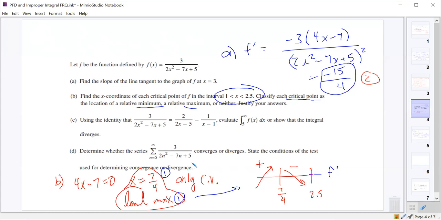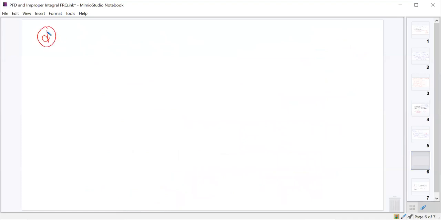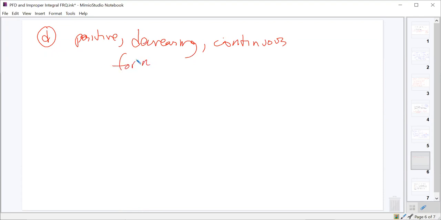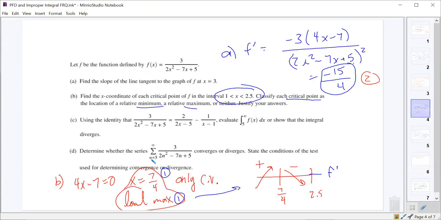Remember that the conditions for the integral test are that the function has to be positive, it has to be decreasing, and it has to be continuous. So since that is true for n greater than, well, we'll just say for 5 to infinity, which is what we're looking at here. That's true of this thing for everything from 5 to infinity.